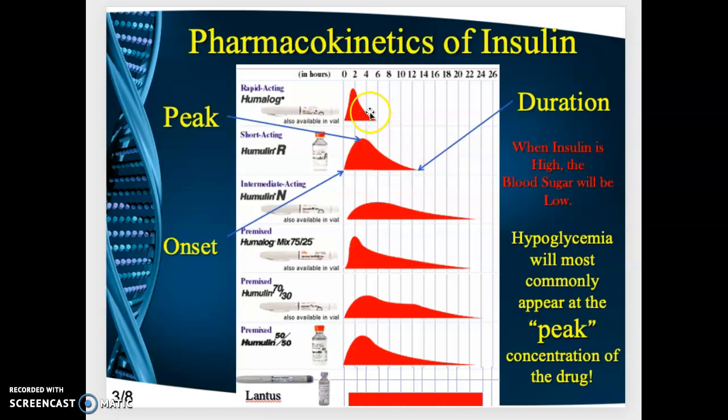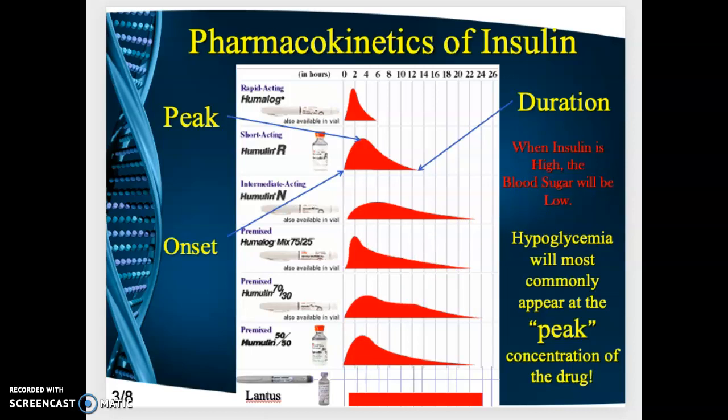What I want you to see here is that the rapid acting insulins have a real quick onset, real quick peak, and a real short duration. And when we get down here, like to NPH and the other insulins, you can see that it has a little bit slower onset, a prolonged peak, and a prolonged duration. Now, why this is important is, as a nurse, if we give insulin to a patient, we need to make sure that we assess that patient for hypoglycemia or low blood sugar.